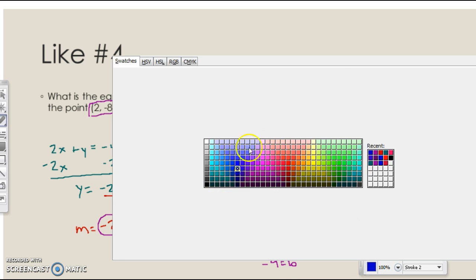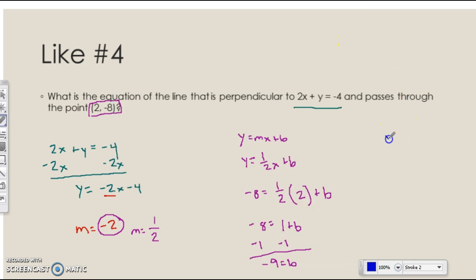So I'm going to switch to another color here. I want to put it in y equals mx plus b format. All right. My slope we determined is 1/2. And we determined that b is -9. So that is the equation of a line that's perpendicular to my original line and passes through this particular point.